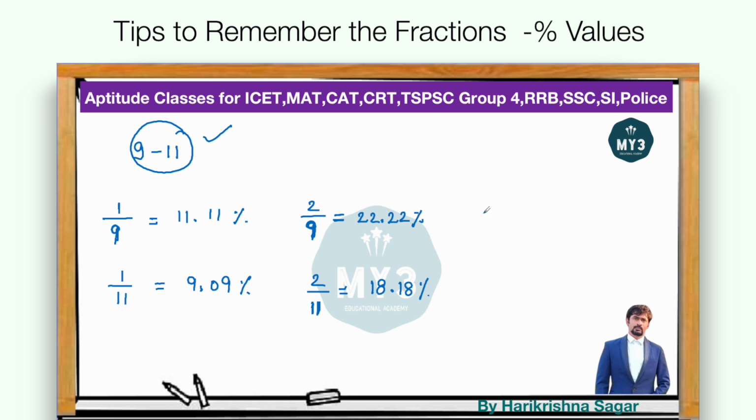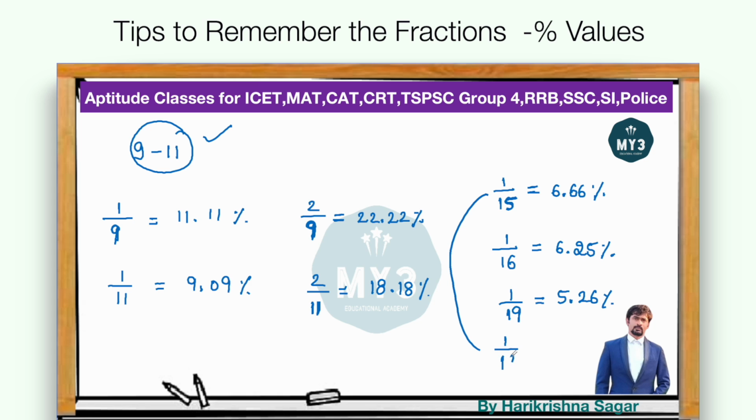And 1 by 15 onwards. 1 by 15: denominator is 15, 1 plus 5 is 6. So it will repeat with 6, 6.66 percentage. And 1 by 16, just remember 25 square, 625. 1 by 16 is 6.25 percentage. And if you remember 1 by 16, 1 by 19 is just the reverse of this, that is 5.26 percentage. And 1 by 15 and 1 by 18 have a relation. 1 by 15 will be repeating with 6, 1 by 18 will be repeating with 5, 5.55 percentage.